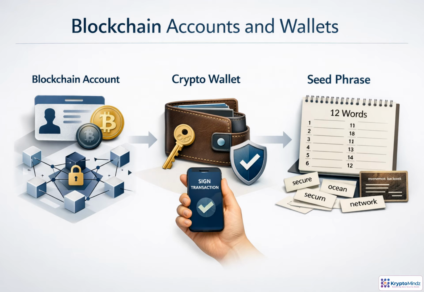To use a blockchain, you need three connected ideas: an account that represents you, a wallet that controls your keys, and a seed phrase that restores access. Together, they make ownership, signing, and wallet-based login possible.